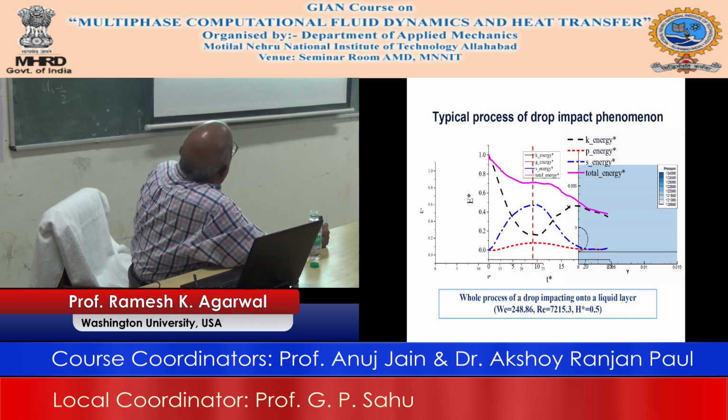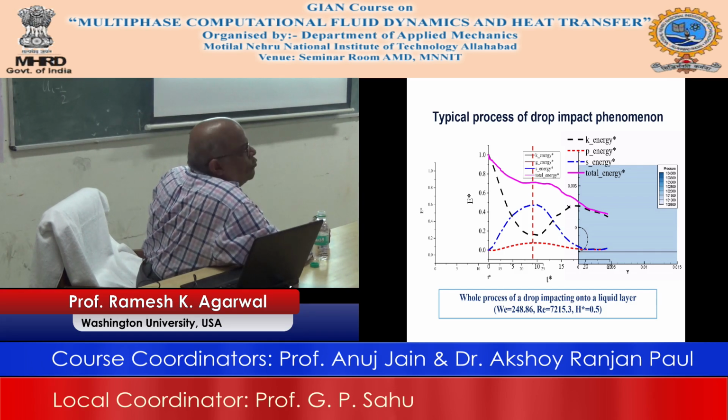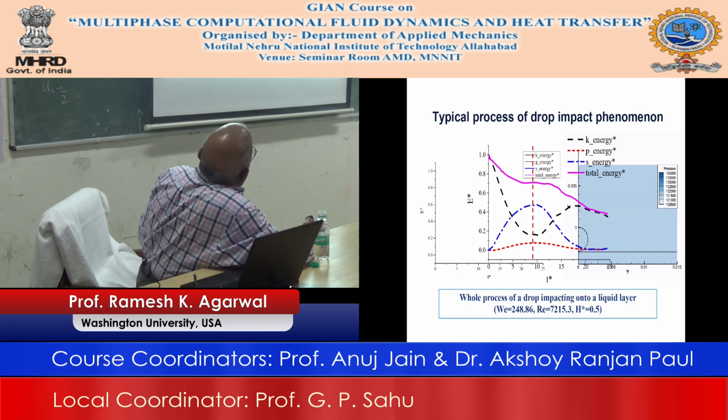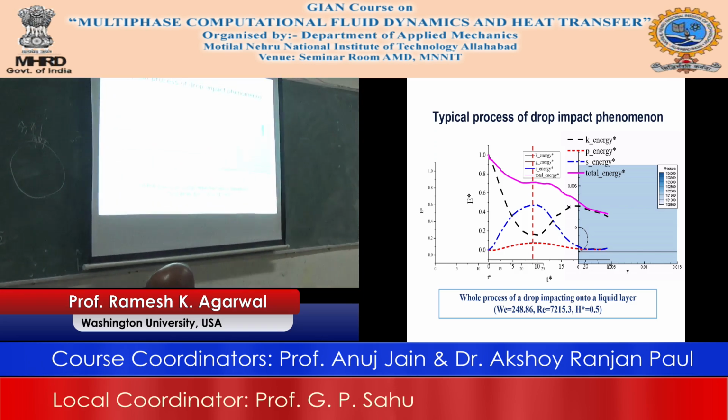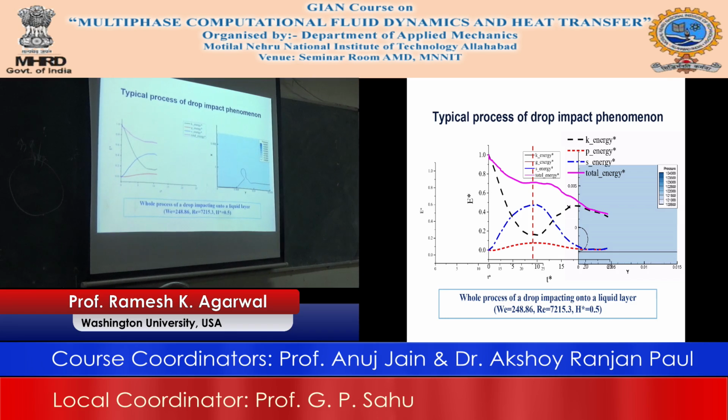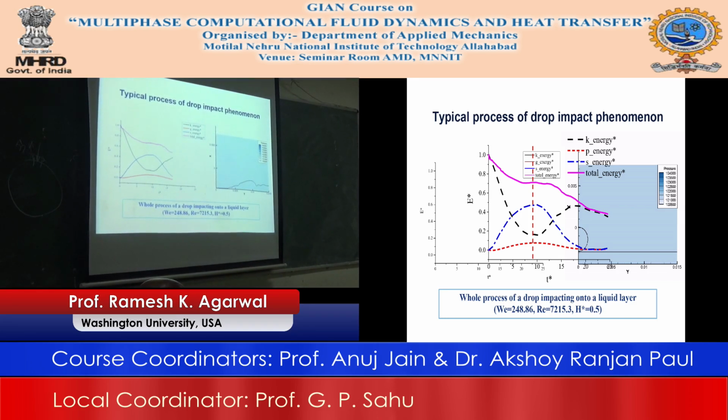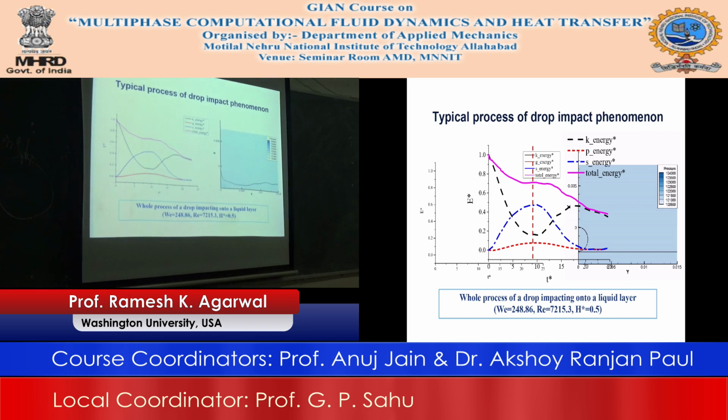So anyway, this shows how the evolution is taking place as the droplet is hitting. On the left hand side, of course, I showed you those curves of how the kinetic energy, the gravitational energy, the surface tension energy and the total energy of the droplet change as it is moving. The Reynolds number, the non-dimensional height, and the Weber number are shown there. So this is the whole process of the droplet impacting on the liquid layer.